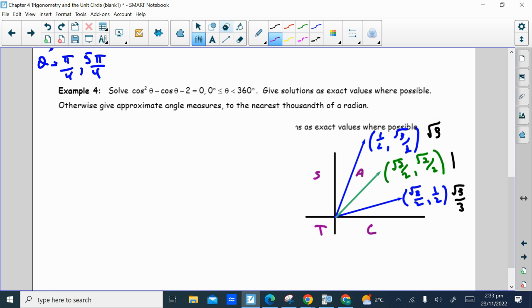So example 4 says, solve that equation. And again, that's one that we're going to have to factor because we have a cos squared theta term and a cos theta term. So we can't get cos theta by itself algebraically. Also note the domain is in degrees this time, so our answers have to be in degrees.